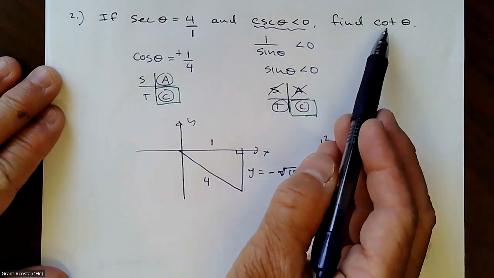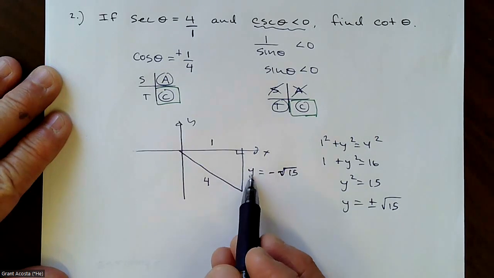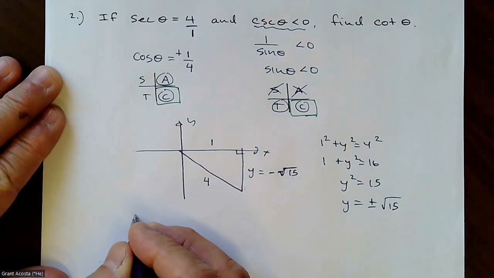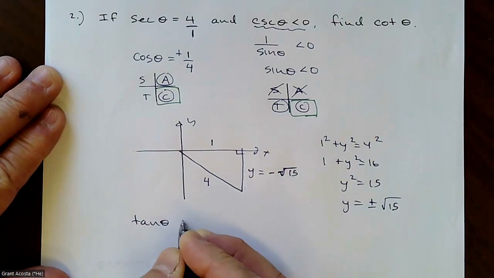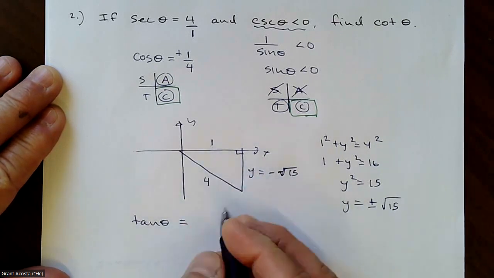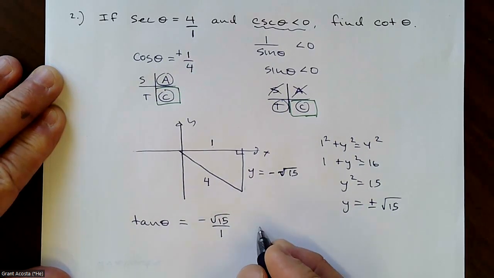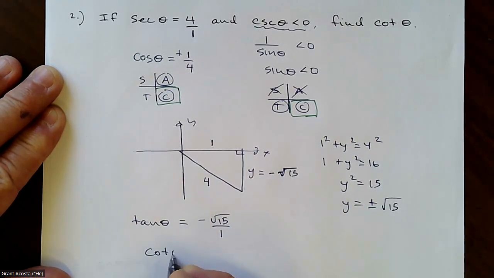Now I'm asked to find the cotangent of theta, and I know that's the reciprocal of tangent, so I would just start by writing the tangent of theta, because we're more used to that. It's opposite over adjacent, negative root 15 over 1. So therefore, the cotangent of theta is just the reciprocal of that, negative 1 over root 15.